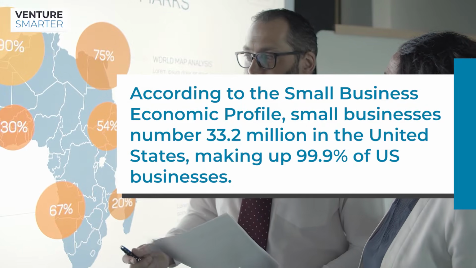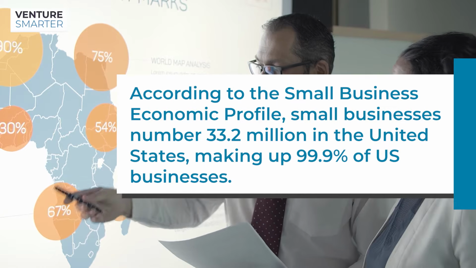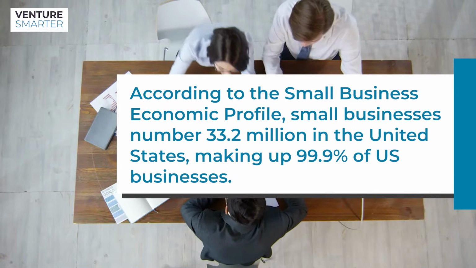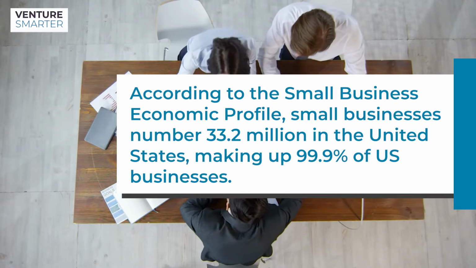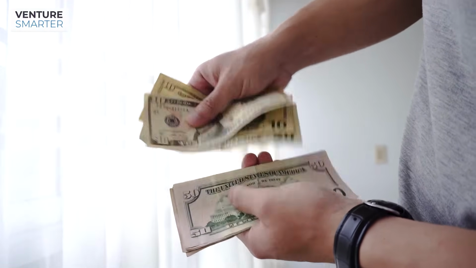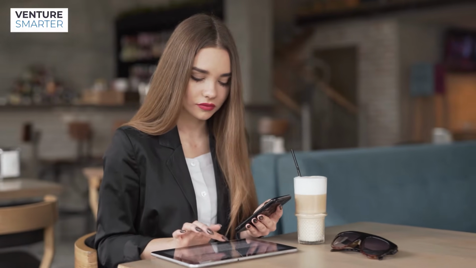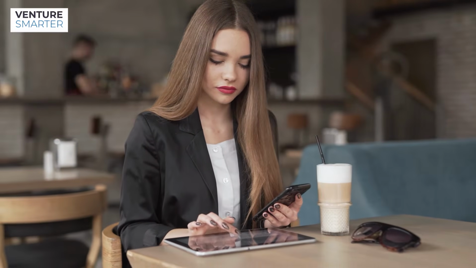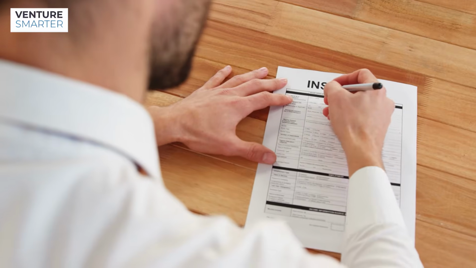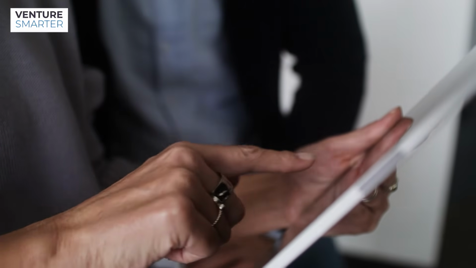According to the Small Business Economic Profile, small businesses number 33.2 million in the United States, making up 99.9% of U.S. businesses. This highlights the importance of understanding tax obligations, as even an LLC without income needs to file tax documents. To file taxes for an LLC with no income, determine your filing status, single member or multi-member, and obtain an Employer Identification Number, EIN.